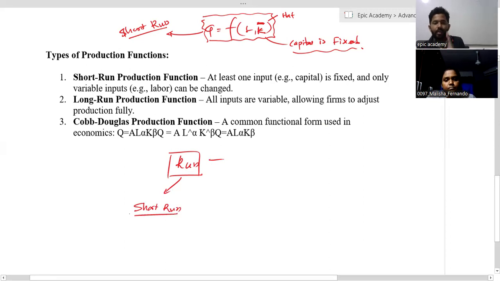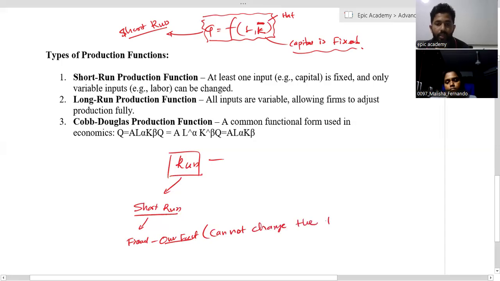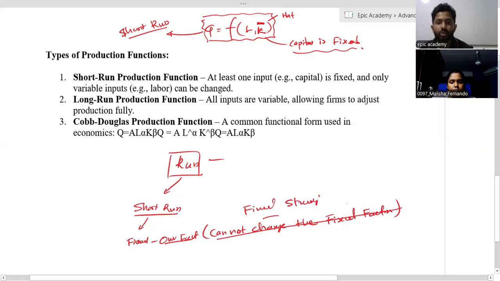Short run means in this position, any kind of organization has to fix one factor. That means they cannot change the fixed factor. Isn't it? Why? Because they don't have financial strength. That is why they are not going to change.